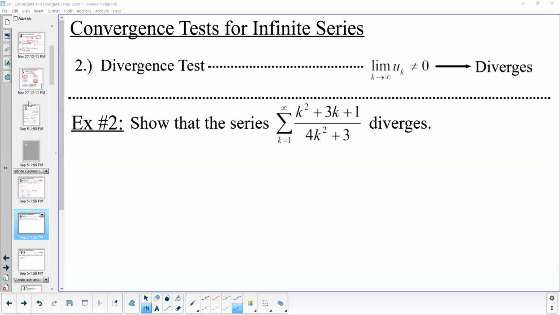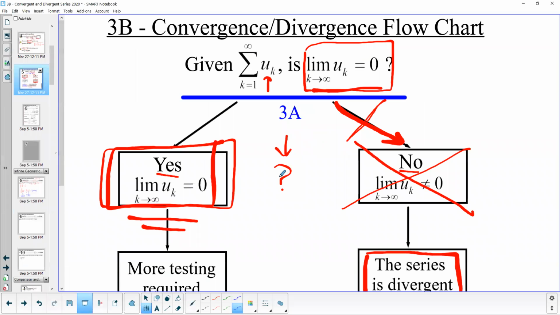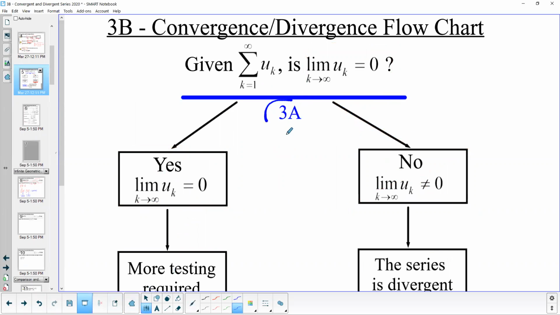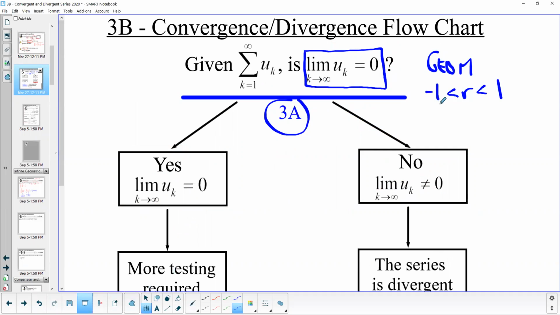Our second test using our flowchart up here is, let's get rid of some of that ink. So in 3a, we're trying to determine if the limit as k approaches infinity of u sub k is equal to 0. One of the first ways we did that was we looked at infinite geometric series, and geometric series were very easy to use because all we had to do was write it in the geometric form and then look at the r value and determine if that r value is between -1 and +1.